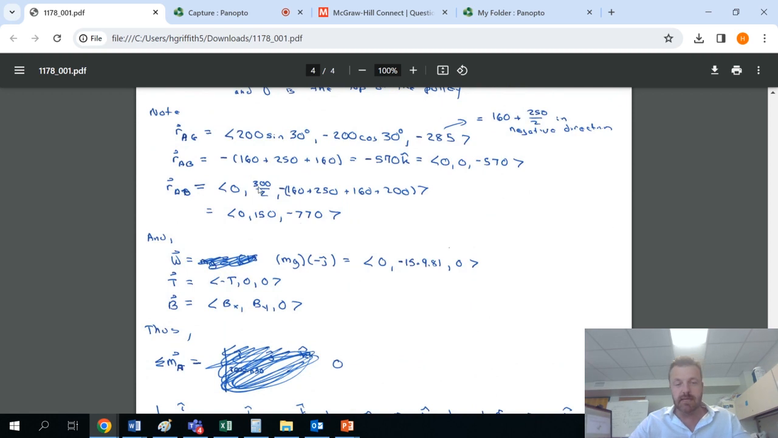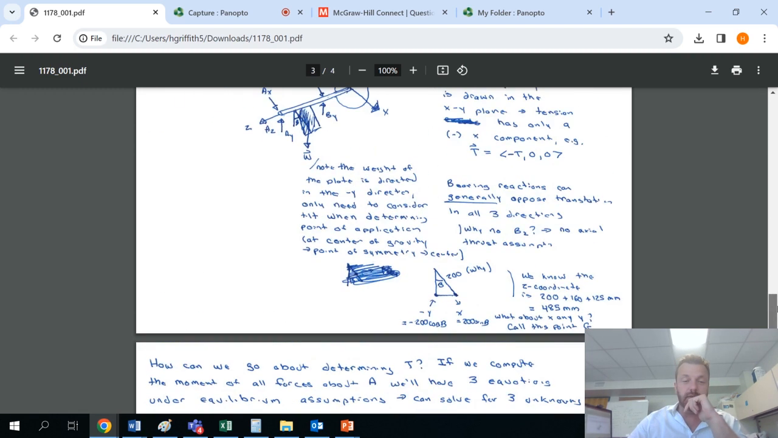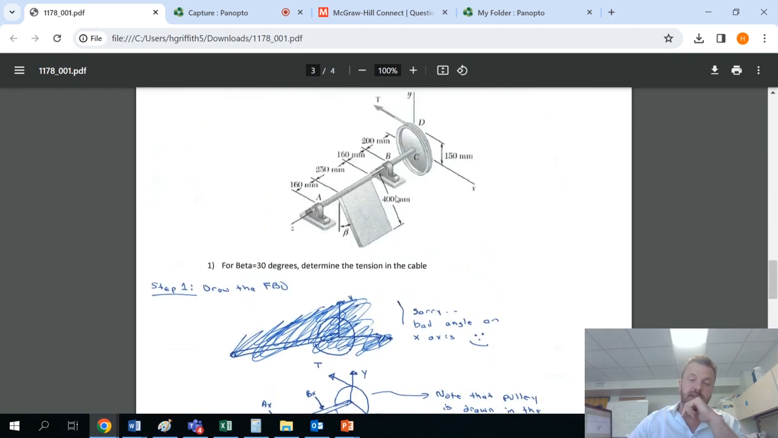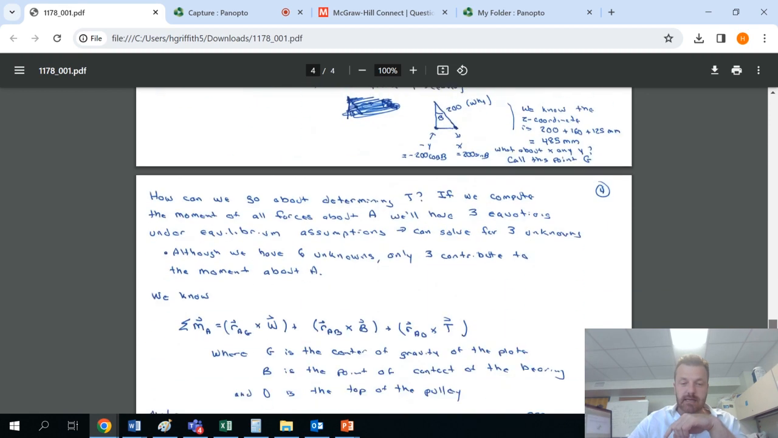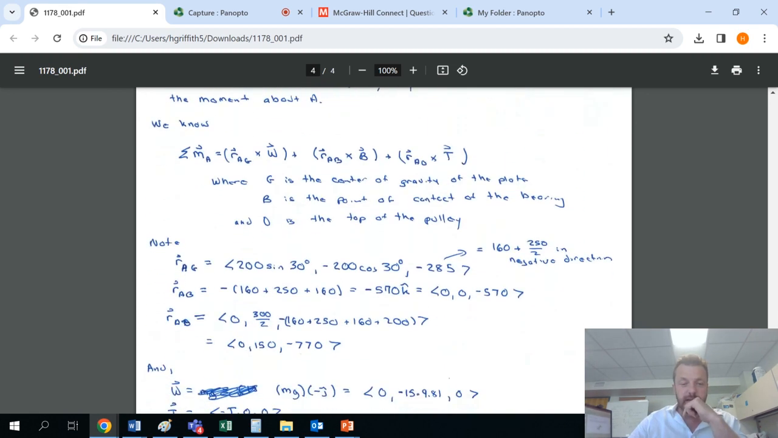If you notice, to go from A to B, we're going to go purely in the k-hat direction. If you look at the actual setup of the geometry, from A to B is going in the negative z direction. So you just want to sum these three things together, 160, 250, and 160, and then make it negative. And that is exactly what I have done here, negative all those sums.